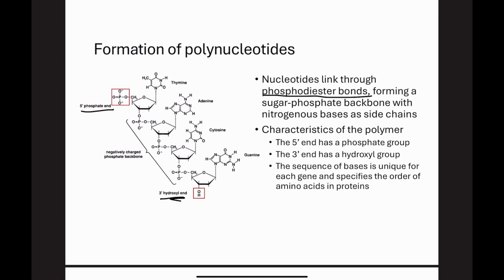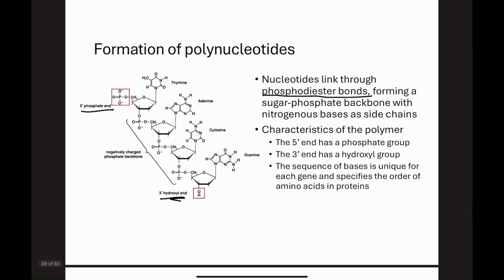And the directionality of our polynucleotides is really important because the two ends of polynucleotides are distinct. One end is going to have a 5' phosphate group, which is known as the 5' end, and the other is going to have the 3' end, which is the hydroxyl group. And the sequence of nitrogenous bases along a DNA or mRNA polymer is unique to each gene. The order of bases in a gene is what's going to determine the sequence of amino acids in a protein.